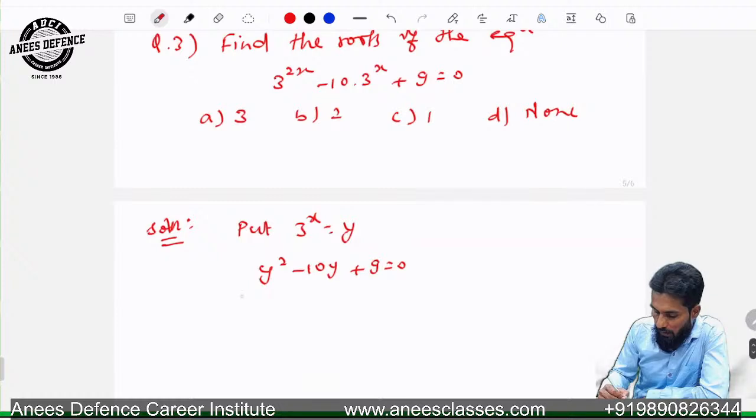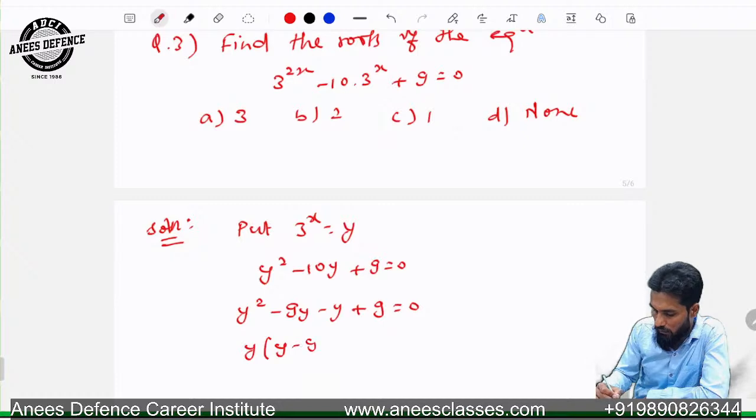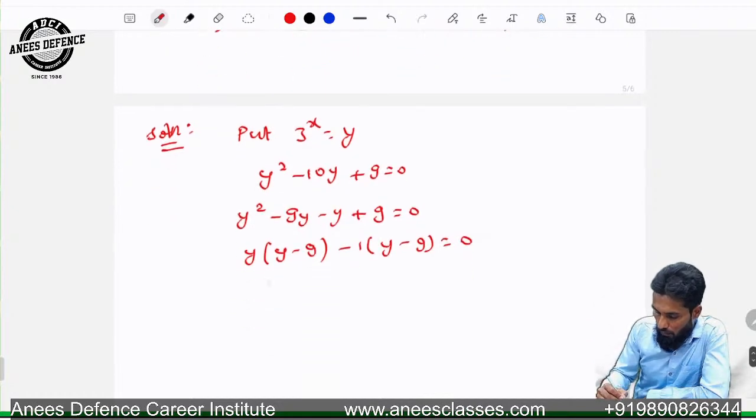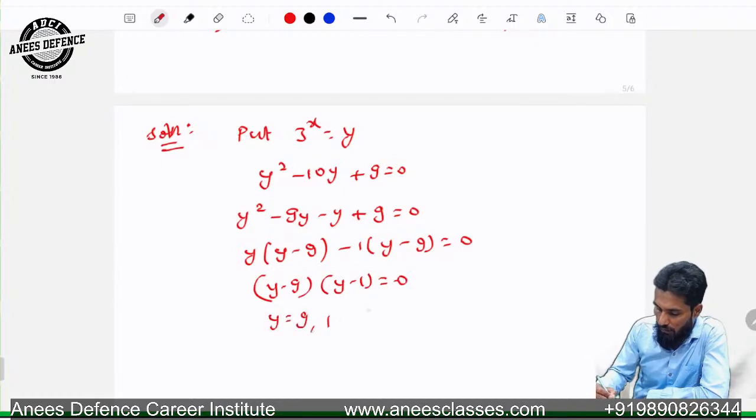Fine. Again middle term splitting, you need multiplication as 9. So you should write minus 9y minus y plus 9 equal to 0. Take y common: y minus 9, minus 1 common, y minus 9 equal to 0. So we will get y minus 9 and y minus 1. So y equal to 9 and 1.